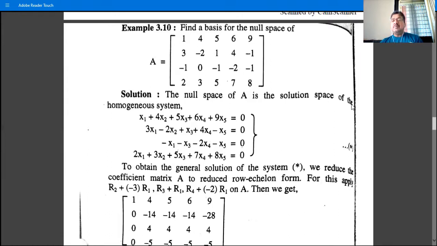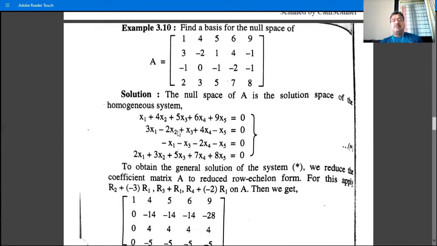So the null space of the matrix A is the solution space of the homogeneous system AX = 0. So what is AX = 0? This is A, and X is the column matrix X1, X2, X3, X4, X5, because there are 5 columns, equal to 0, 0, 0, 0.